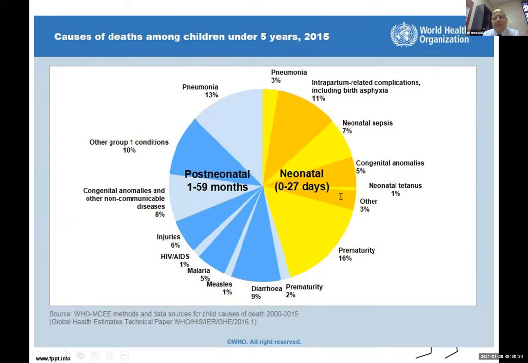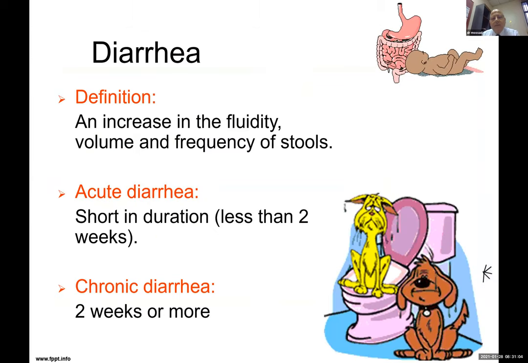So it is very important to know what are the most important cases which can affect children. You will find here pneumonia, diarrhea and gastroenteritis, and then another condition, congenital ones also, injuries, HIV, malaria, measles. All this can be defined as causes of death among children.